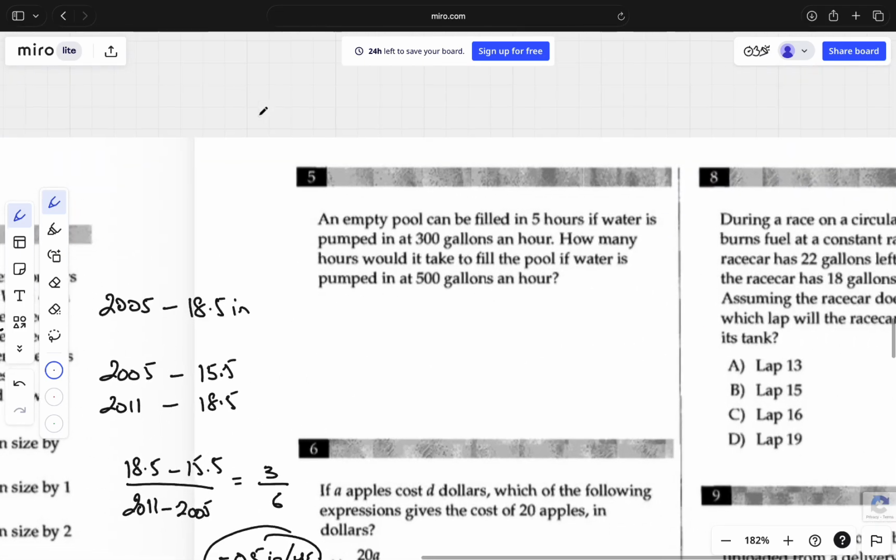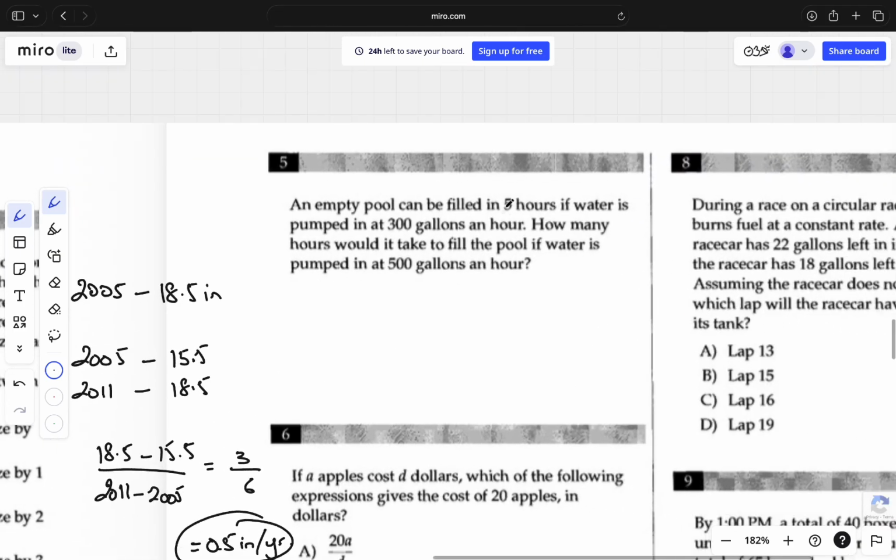Next question, 5. It says an empty pool can be filled in 5 hours. The water is pumped in at 300 gallons an hour. So how many hours will it take to fill the pool if the water is pumped in at 500 gallons in 1 hour? So we have an empty pool. It says it takes 5 hours to fill it up. So if you're filling it up, it'll take 5 hours at 300 gallons per hour.